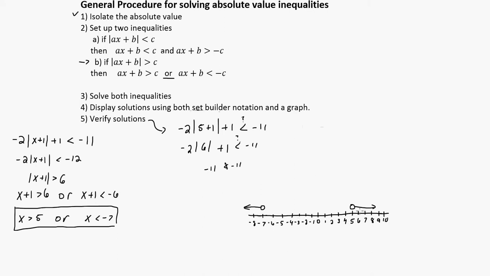But if I would have picked a number like 6, 6 plus 1 would have been 7. The absolute value of 7 is 7, times negative 2 is negative 14, and negative 14 plus 1 is negative 13, which is less than negative 11. So that shows that this side is a correct solution. I'll leave it to you to verify that the correct boundary here is negative 7, and that once you plug it in, you will get negative 11. And the only way to get a solution that'll satisfy this inequality is if you pick a number less than negative 7.